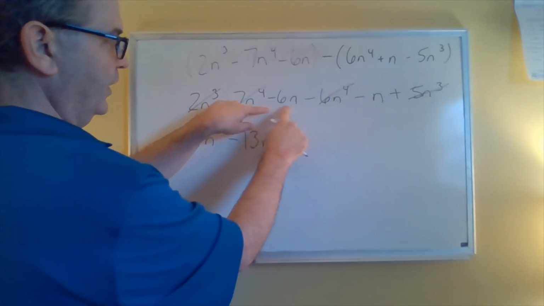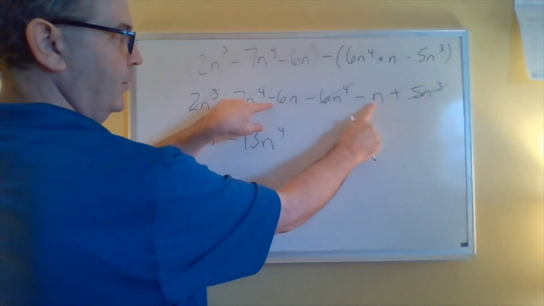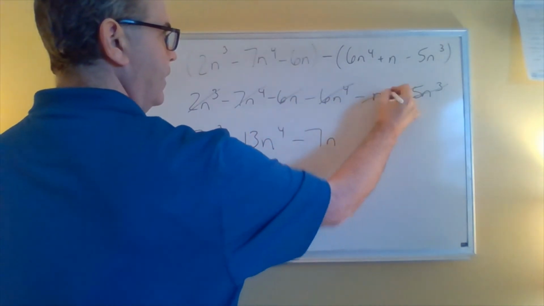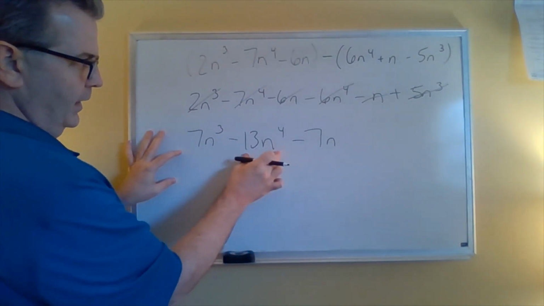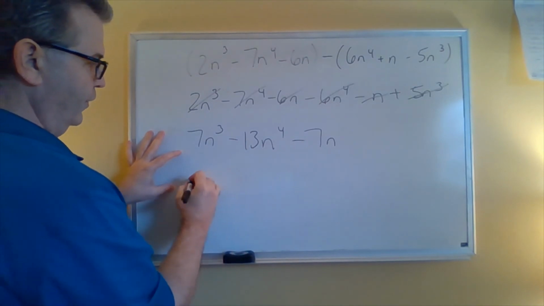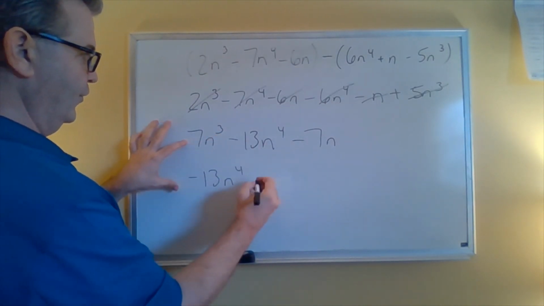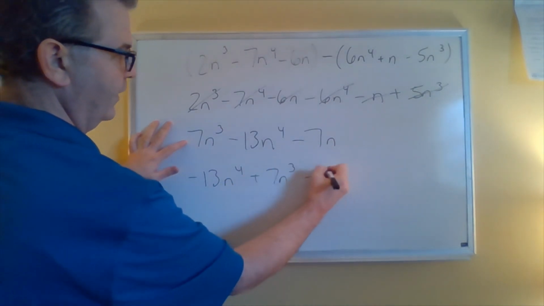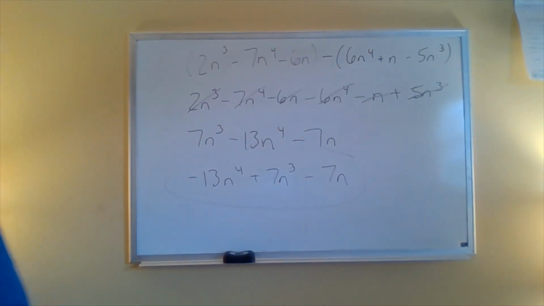Next we come to just a single n term. We have minus 6n and we're going to minus another n, and that'll give us minus 7n. So we've hit all our terms. Now we just have to make sure this is written in descending order of degree. We start with the largest exponent first: negative 13n to the fourth. The next largest exponent is 3, so plus 7n to the third power. And finally, minus 7n. That would be our answer to our second example.